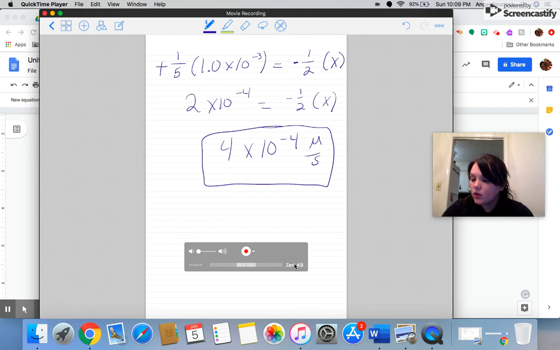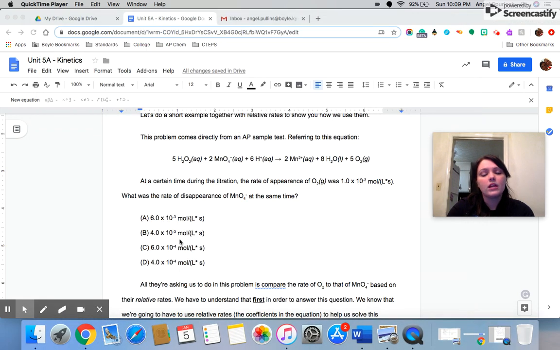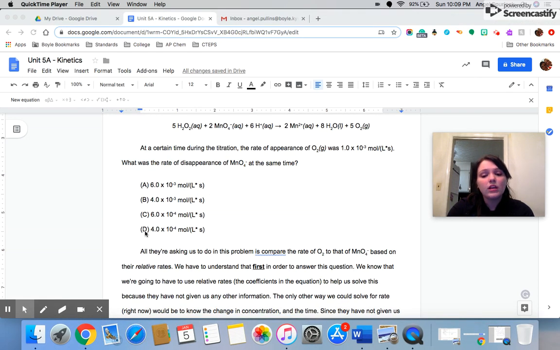Now this negative here, you might be like, well, why isn't that negative? Because the only thing that negative indicates is that this is the rate of disappearance. Okay, my rate is not really negative. If I were to graph it, it would show me a negative slope, but this is just showing me the rate of disappearance. Okay, and that's answer choice D.